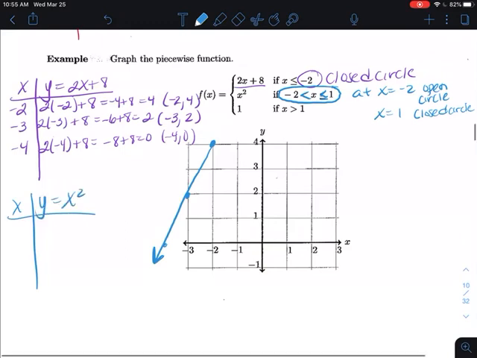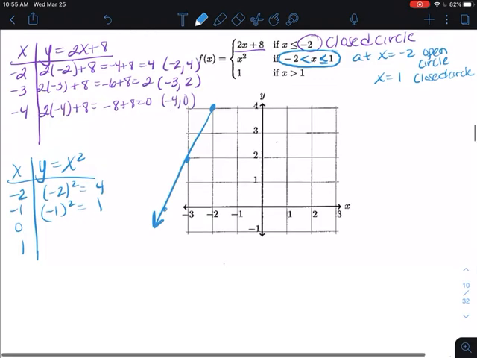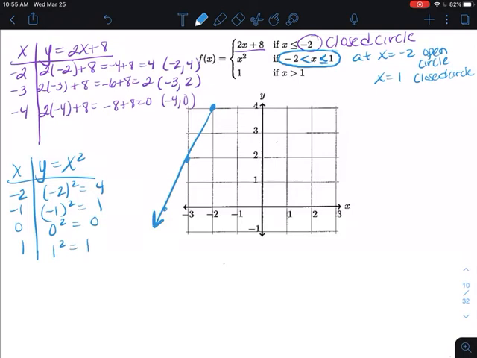So when you create your table, x and y equals x squared, you start with negative 2. So it says x falls between negative 2 and 1. So negative 2, negative 1, 0, and you stop at 1. So this would be negative 2 squared, which is positive 4. This is negative 1 squared, which is 1. And this is 0 squared, which is 0. 1 squared equals 1. So I'm going to write the ordered pairs beside it. This would be negative 2, 4, negative 1, 1, 0, 0, and 1, 1.